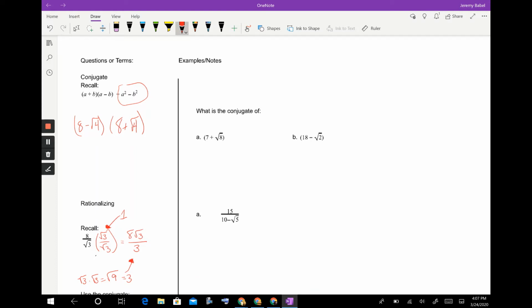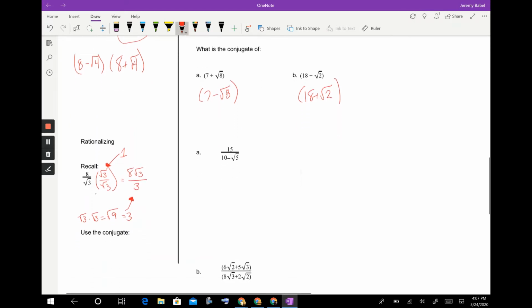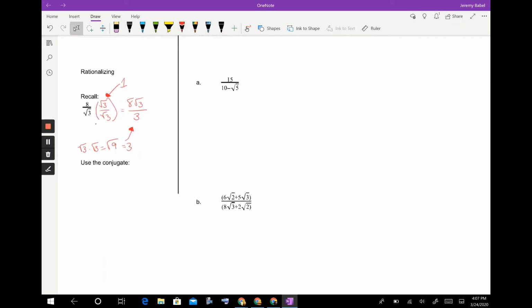Okay, so the conjugate of 7 plus the square root of 8 would just be 7 minus the square root of 8. The conjugate of 18 minus the square root of 2 would be 18 plus the square root of 2. All right, so conjugates. We're going to use that to rationalize the denominator.